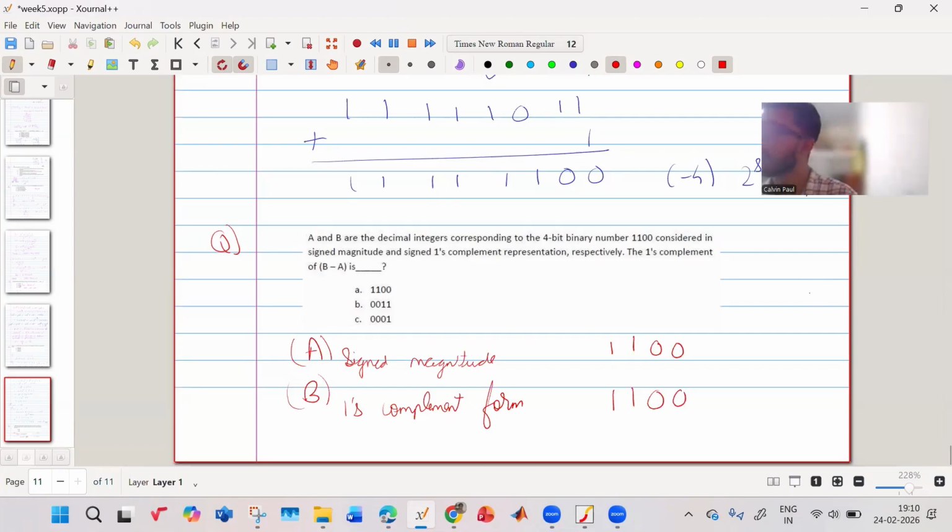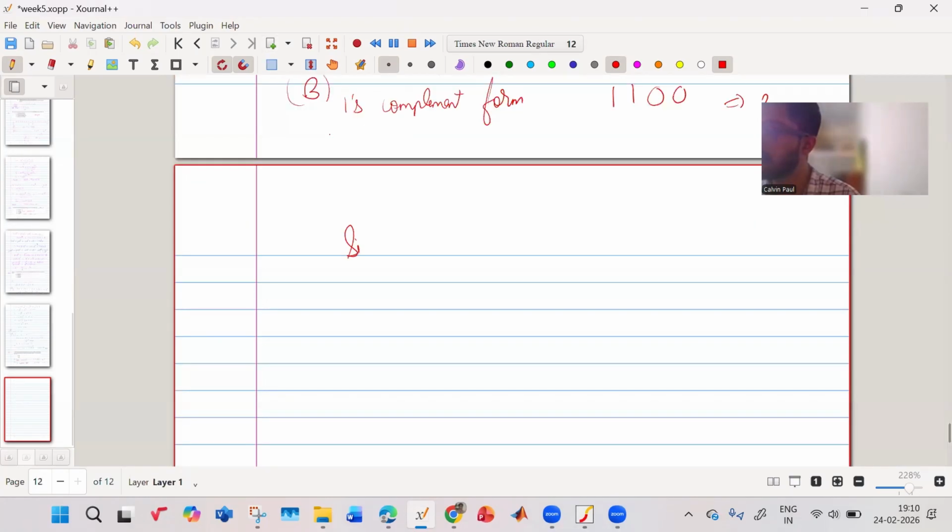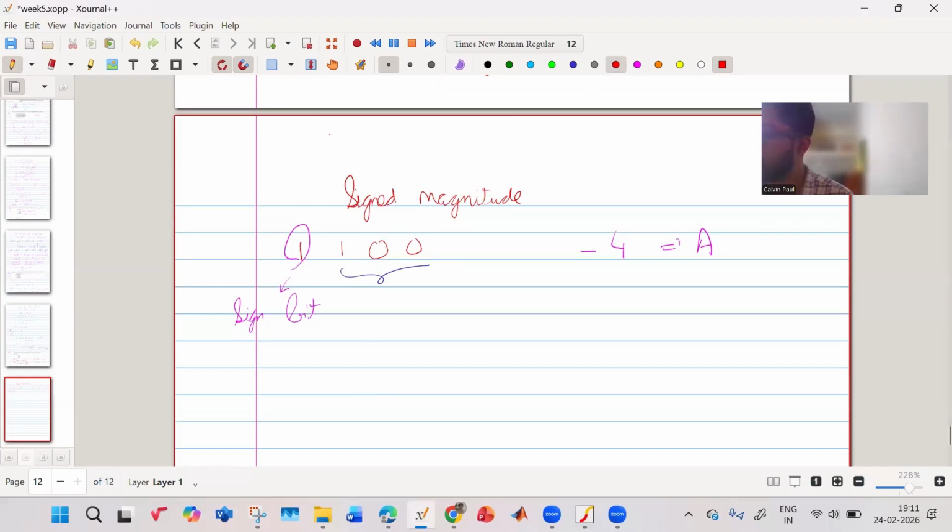Okay. Now what does this mean? So let us go one by one. So let us first consider signed magnitude. So this is 1, 1, 0, 0. This means you consider this the magnitude and this is the sign bit. So this means it is negative, and 1, 0, 0 in terms of magnitude is 4. That's why this is minus 4. So your A is actually minus 4. Now we will go for the ones complement.